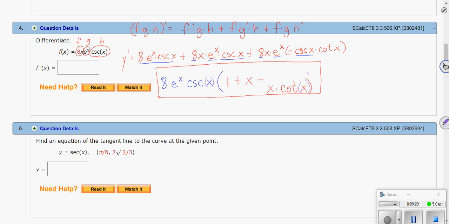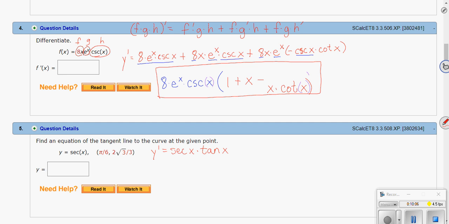Okay, hope that helped. I also want to do number 5 with you. It says find the equation of the tangent line to the curve at the given point. We've done this before, we just haven't done it with trig functions. So we have to go back in our memory banks and remember our pre-calc. In order to find the equation of the tangent line, we need slope, and slope is derivative. So the first thing we have to do is find y prime. Well, y prime, the derivative of secant, is secant x times tangent x.